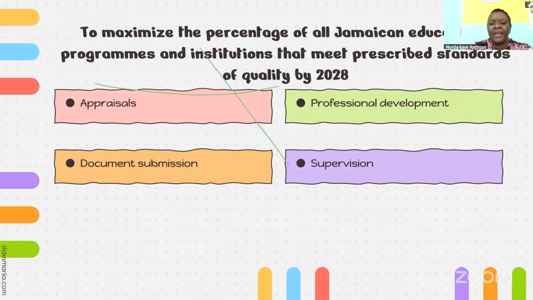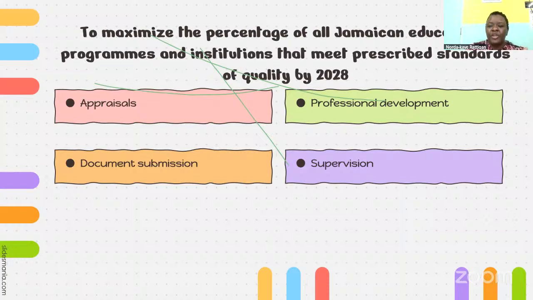Now, question number 8. This is where you look at your teachers and your educational programs. You're going to look at the professional development of your teachers. So you're looking at their appraisals. This is where you pull the baseline data on your appraisals. This is where you're going to set targets that you're working on.